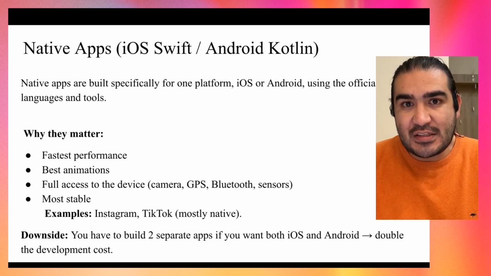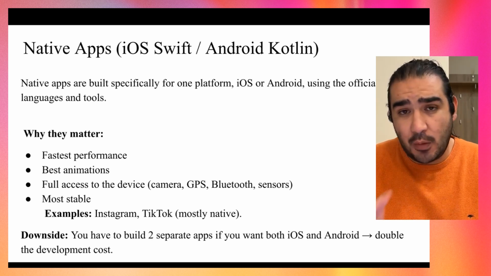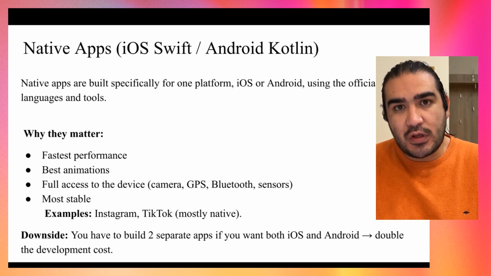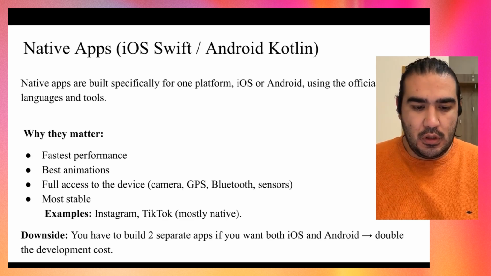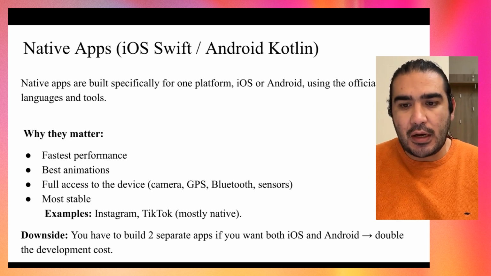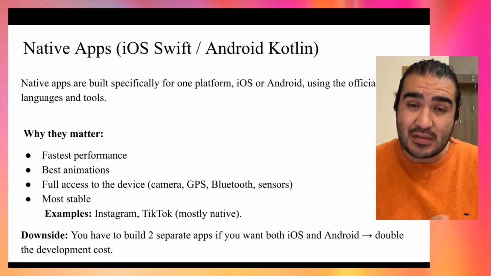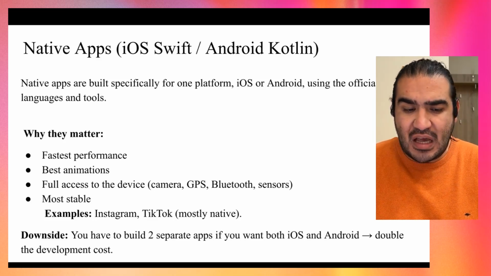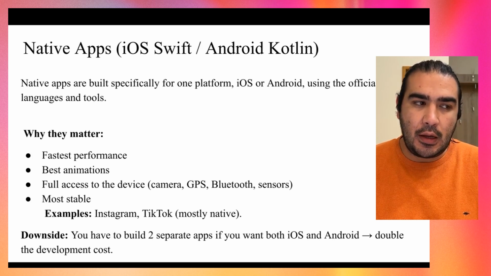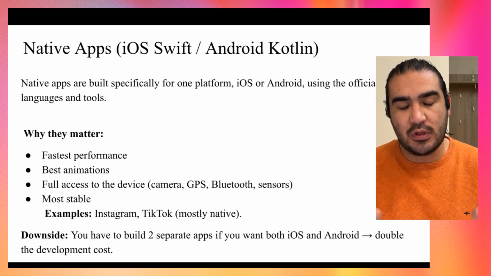And of course, full access to the device like camera, GPS, Bluetooth, and other things, because iPhone and Samsung or Android phones have different functionalities and camera systems. So each will have its unique access to camera and other features. And of course, the most stable ones, which we know are Instagram, TikTok, and some other apps that we use, are mostly native, built separately for iOS and Android. And of course, the downside is that you need to build two apps. So if you want to build an app for iOS and Android, you have to build two separate apps which work for separate operating systems.